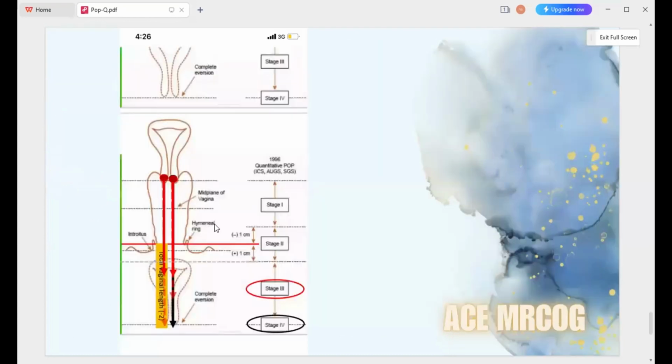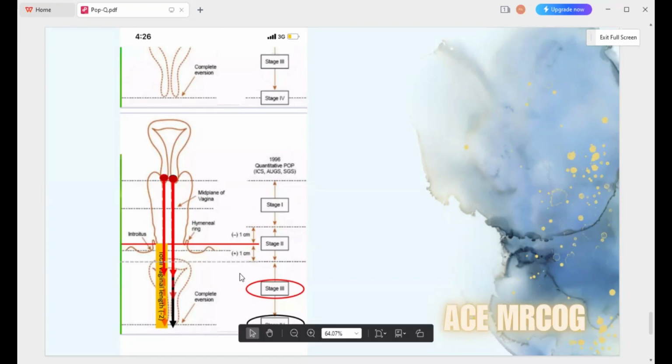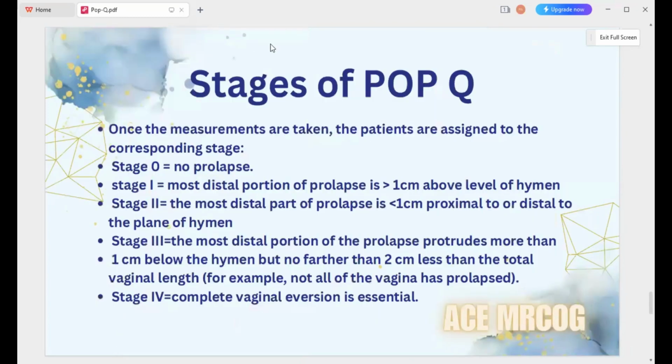This is the diagram I was showing you, that if this point is the hymen, anything that is -1 centimeter or +1 centimeter, which means 1 centimeter proximal or 1 centimeter distal, then it is stage 2. Anything that is behind 1 centimeter, which means -2, -3, -4 on the grid, that is stage 1. Anything that is after +1, which means +2, +3, +4, they fall in third degree. So this is how we grade it. So is anyone having any confusions about it?